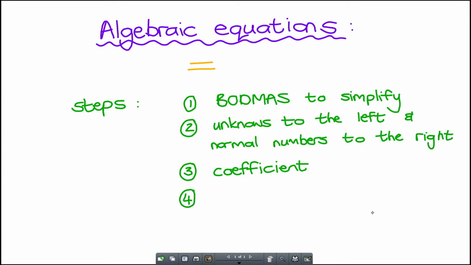Okay, then step 4, if there's an exponent, only now can I get rid of the exponent. Okay, so there's 4 steps basically. Right. Okay, so let's do a few examples just to show you guys why I say these steps.